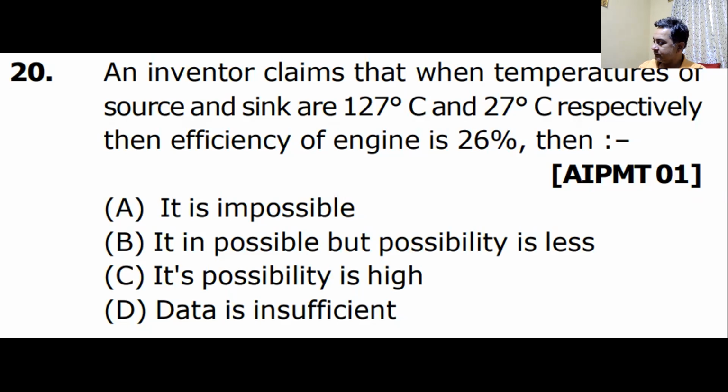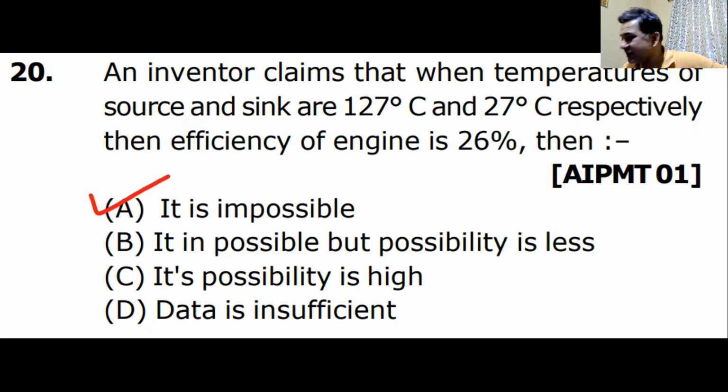Question number 20. He has created an engine that has an efficiency of 26%. The engine operates between 127 and 27 degrees. Is it possible? Is it not possible? And the answer is 1. He is lying. It's an impossible engine to be created.